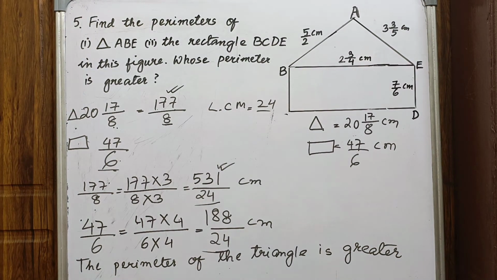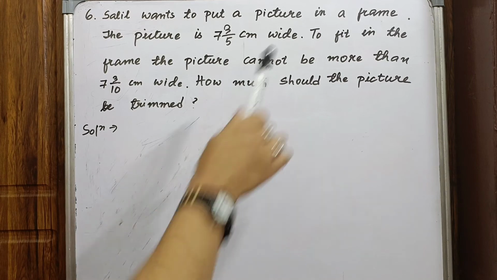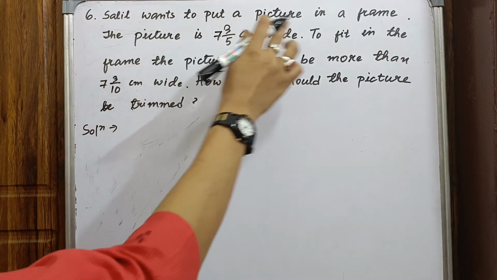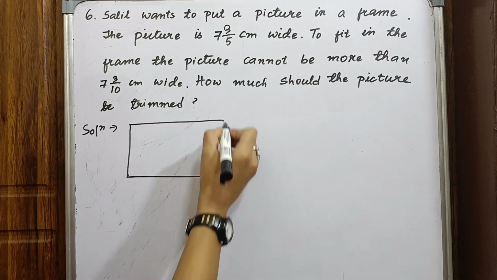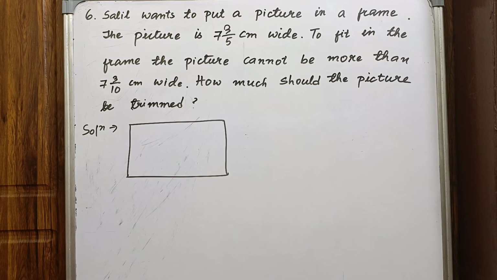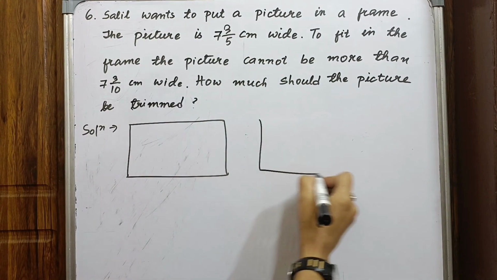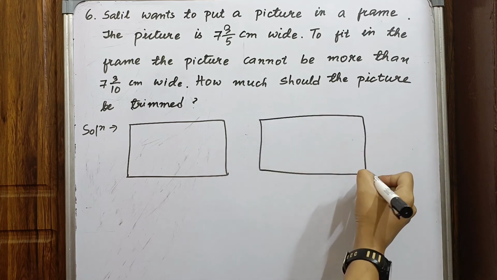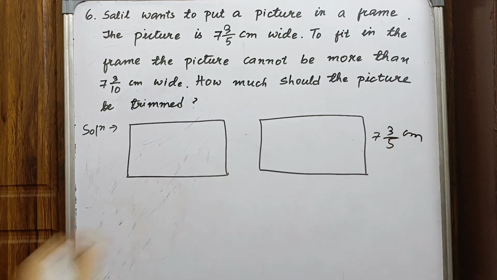Now let's solve question number 6. Question number 6 is Salil wants to put a picture in a frame. Let us assume this as a frame and Salil wants to put a picture in the frame. The picture is 7 by 5 centimeter wide. So given in the question is the picture is 7 by 5 centimeter wide.